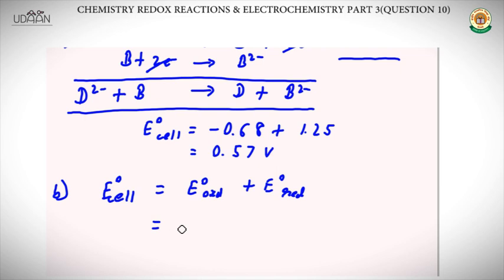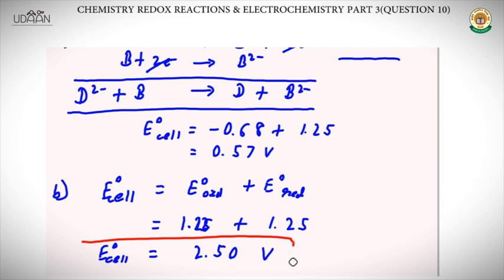Hence, we have just seen the maximum values, E naught oxidation and E naught reduction, and these were 1.25 plus 1.25. Hence, this would give us 2.5, 2.50 volt. Hence, we have done this question conceptually, and this is the final answer.